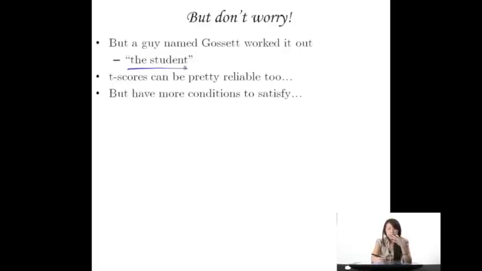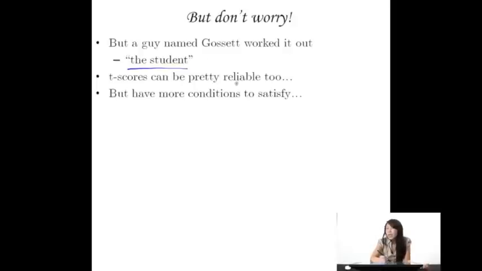At the time, he was working for Guinness Brewery, and he couldn't publish because they were sort of like, oh, we don't want you giving away our secrets to very dark beer. And so he published under the pseudonym, and because of that, some of your T distributions in the back of your book may be labeled the student's T, to talk about Gossett's T.